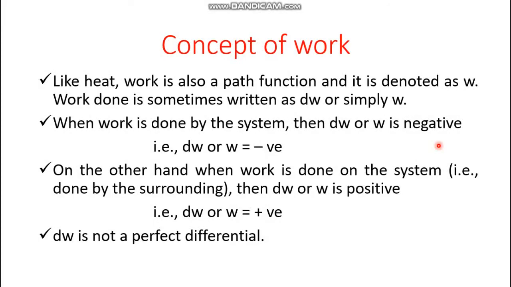Now move on to the concept of work. Like heat, work is also another path function. That is, there are only two path functions: one is heat, another is work. Work is denoted as W and its small changes are denoted by dW. Sometimes dW is also written as δW.